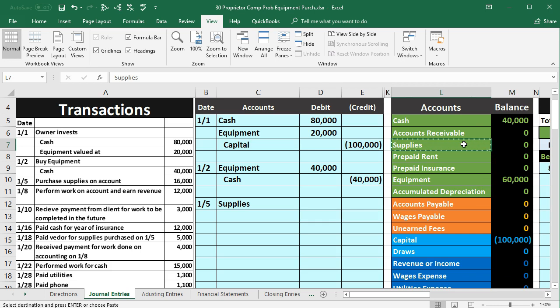Book problems also use supplies as kind of an introduction to inventory, because we're going to have to track supplies in a similar way. We're going to have to say, this is what we bought. We're going to have to count what happened to it and then determine how much was used. We'll do that in the adjusting process. So this is kind of like our introduction to inventory.